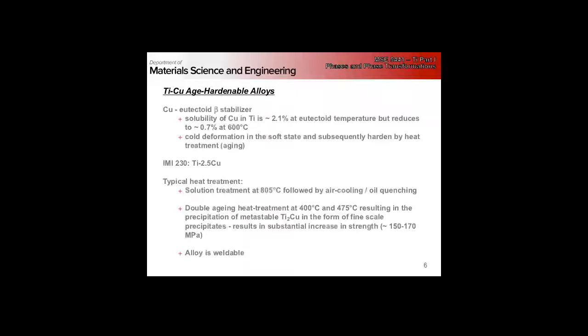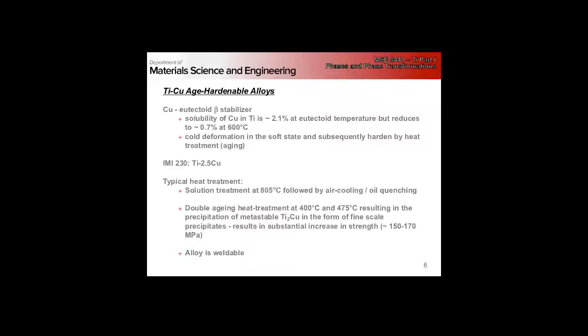And the other class is the age hardenable alloys. Copper is a strong eutectoid beta stabilizer. Basically, we go through a double heat treatment type step, with a similar rationale to what we did with aluminum. We have a heat treatment at 400 C, giving us a very fine dispersion of Ti2Cu, which is a metastable phase, very fine scale precipitates, and then we do a secondary age at 475 to coarsen them slightly. And that will give us a nice increase in strength.